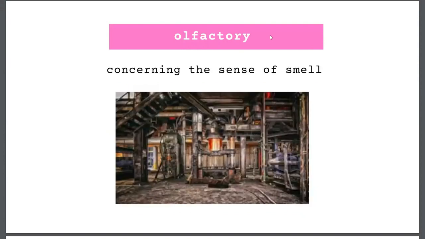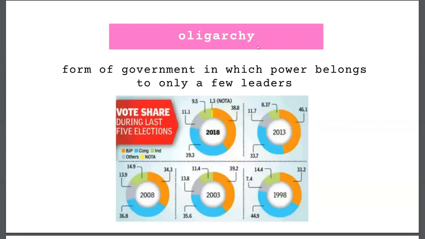Next word is olfactory, which means concerning the sense of smell. So इसको आप old factory पढ़ सकते हो. So if a factory is old, so उसमें smell is a big concern. So उससे आप connect कर सकते हो कि old factory concerning the sense of smell. Moving to the next word.